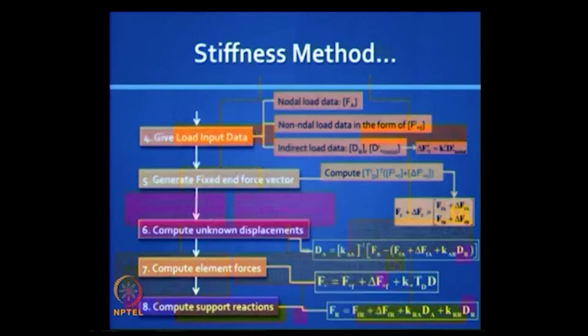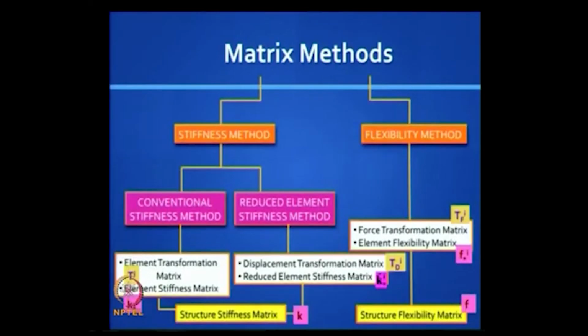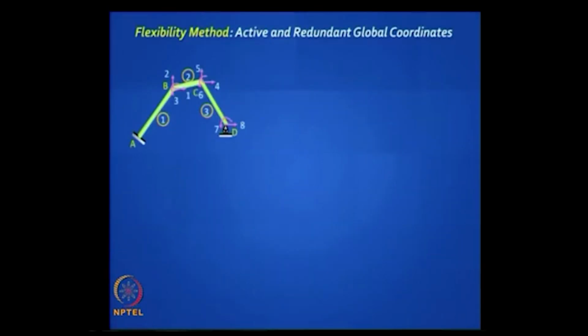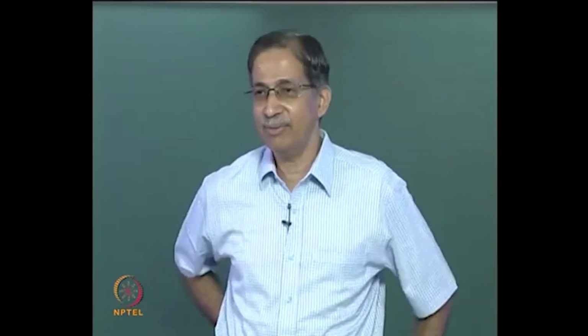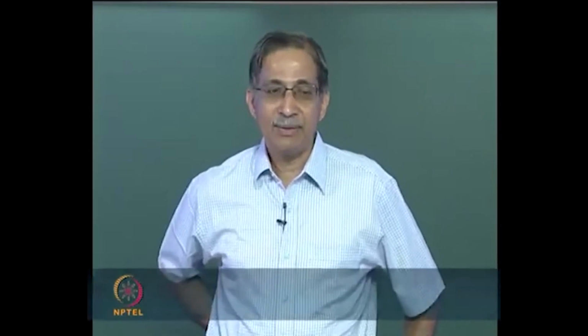we do some problems. So we are now set to move on to the last topic, which is the flexibility method. The first thing you will notice, the main difference between flexibility and stiffness method, is that even at the global coordinates level, you have to be careful. Why? Because here you have a choice of redundants.